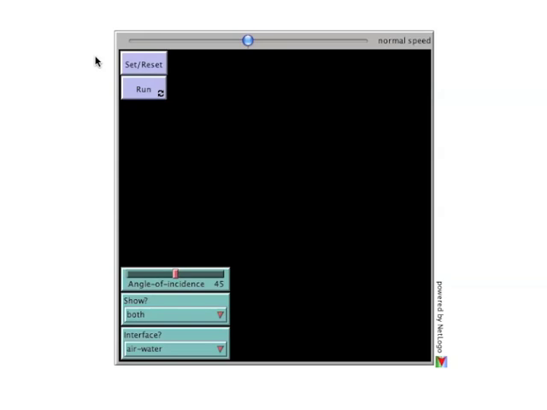The illustration must be initialized before it can be run. Clicking the Set Reset button does this. The speed controller across the top should not need to be adjusted for this illustration.